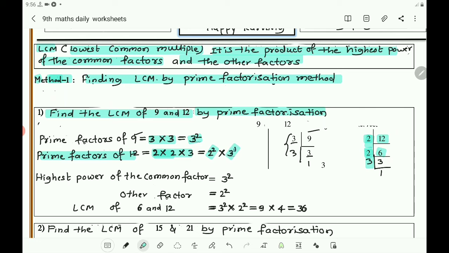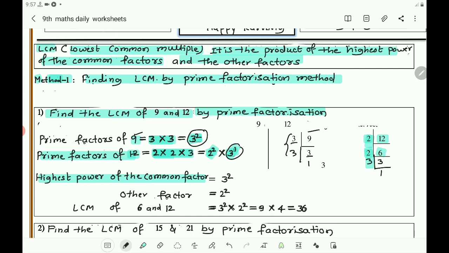You got the prime factors of 9: 3 into 3, that is 3 power 2, 3 is 2 times. And the prime factors of 12: 2 into 2 into 3, here 2 two times and 3 one time. So you got 2 power 2 into 3 power 1. Then the highest power of the common factor. Here, which is the common factor? 3 power 2, 3 power 1 is there. 3 is the common factor.